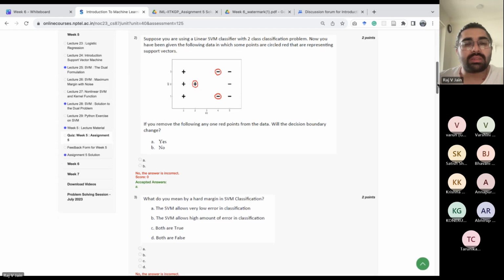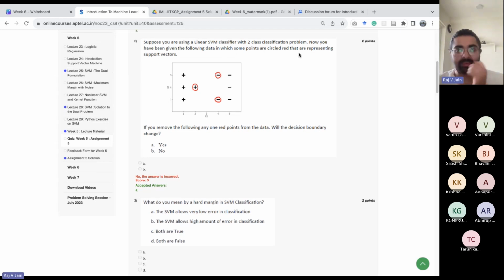The second thing is, suppose we are doing a linear SVM classifier with a two-class classification problem, and we are given some points which are support vectors, right? If you remove any one of the red points from the data, will the decision boundary change? So is the answer yes or no? And why?